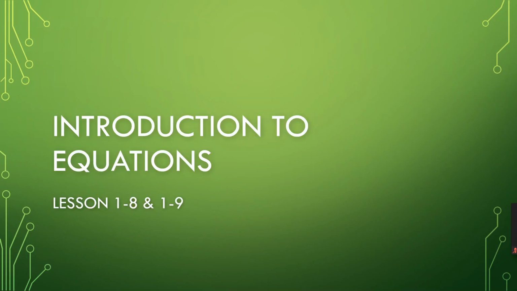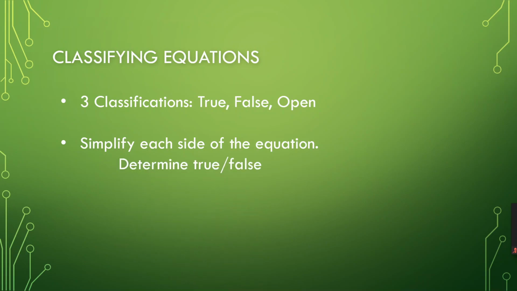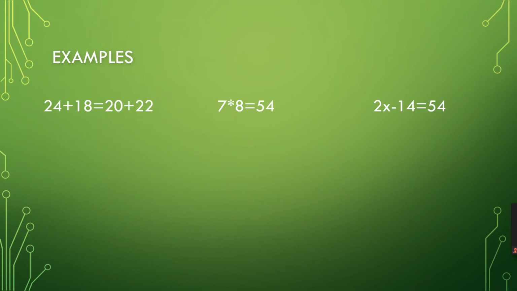All right, introduction to equations. We have 3 types of equations. We want to simplify each side of the equation and compare them to each other, and that's going to determine whether they're true or false. If it has a variable, it's what's called an open equation because we don't know if it's true or false. At that point in time, we're not sure.